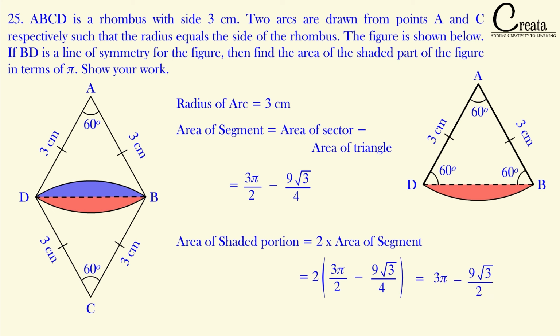We got the answer as 3 pi minus 9 root 3 upon 2. That is the answer of the question. Got it? We have done with this question. So the fundamentals that we have used to solve this question are the area of the sector, the area of the triangle, especially the equilateral triangle, area of the segment, and also the property of a rhombus. So we have done with this question.